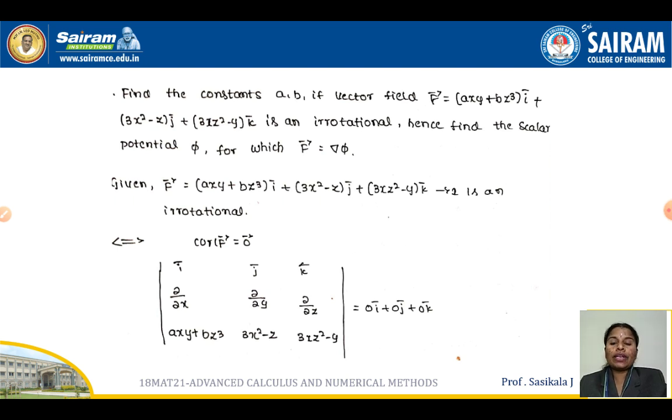So first step, write here the given F vector. What is given in the question? It is given as irrotational. As per the definition of irrotational, the curl of F vector, that means the cross product of del with F vector, should be equal to 0. So use that. The curl of F vector is del cross F vector, right? So it is the i, j, k determinant, del is dou by dou x, dou by dou y, dou by dou z. Then your F vector, you write the coefficient of your i vector as ax y plus b z cube, then 3x squared minus z, then 3x z squared minus y. It should be equal to 0 vector.